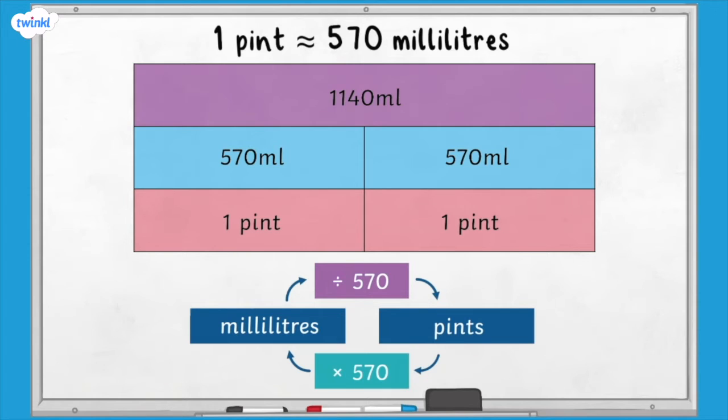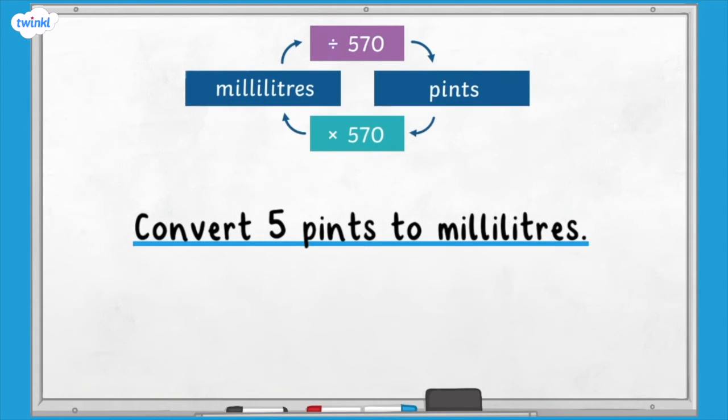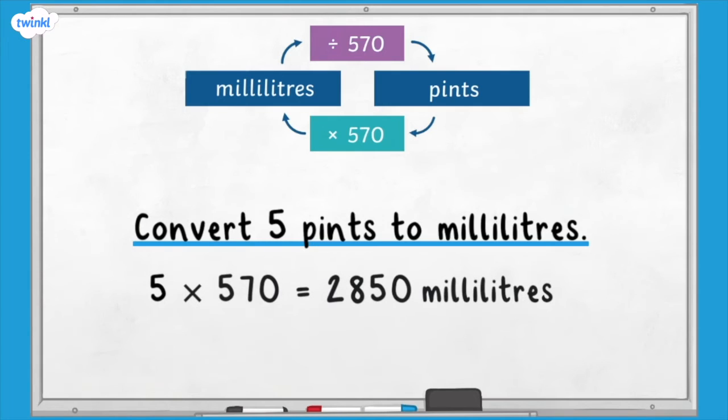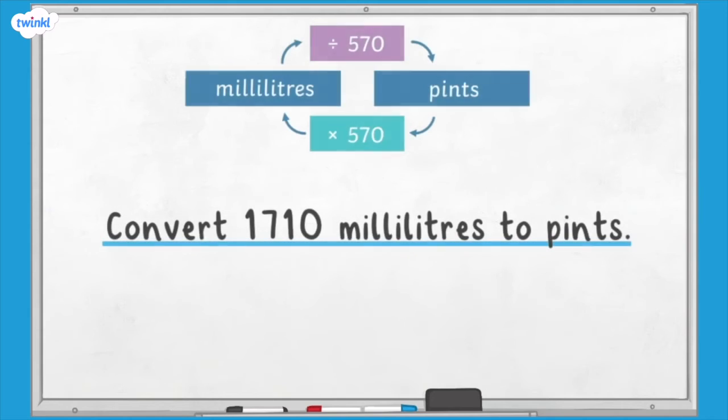To convert pints to millilitres, we can multiply the number of pints by 570. For example, to convert 5 pints to millilitres, we would multiply 5 by 570, which equals 2,850. We would say 5 pints is approximately equal to 2,850 millilitres. To convert millilitres to pints, we divide the number of millilitres by 570.